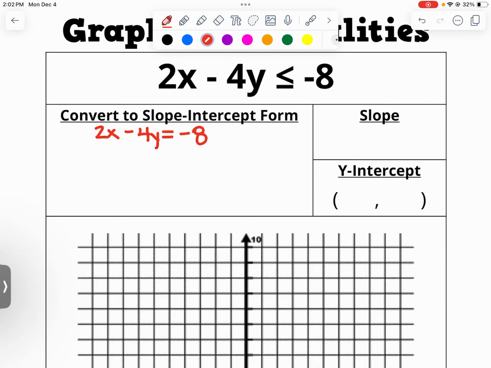Okay. To graph the line, let's go ahead and convert it to slope intercept form. Something that some of you still struggled with on number 4 of your quiz. Okay, so let's go ahead and subtract 2x from both sides. And I'm going to write it as negative 4y equals negative 2x minus 8. I just like the x term to come first for our y equals mx plus b.